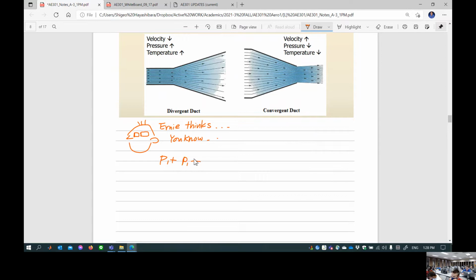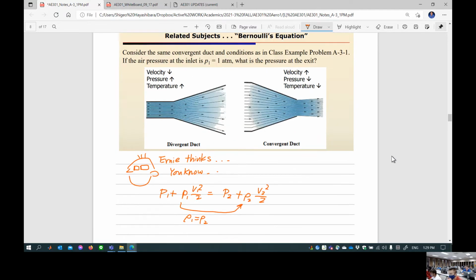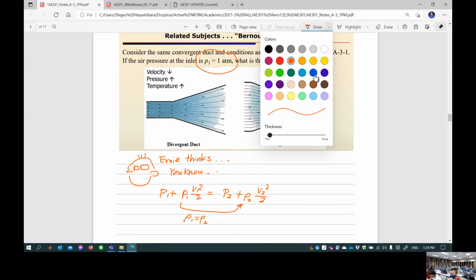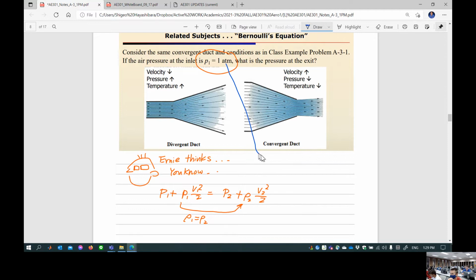So, well, this is better known: rho 1 V1 squared over 2 is equal to P2 plus rho 2 V2 squared over 2. Oh, wait a minute. What are rho 1 and rho 2? Rho 1 must be equal to rho 2, otherwise we can never use this equation. Density must be constant. So what kind of density do we use? Well, it says 1 atm. What's 1 atm? It depends. What's your altitude? Well, let's assume standard sea level.